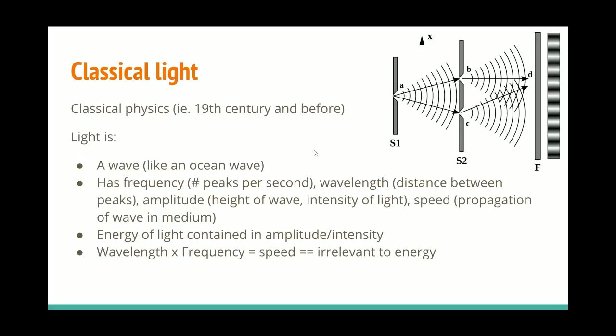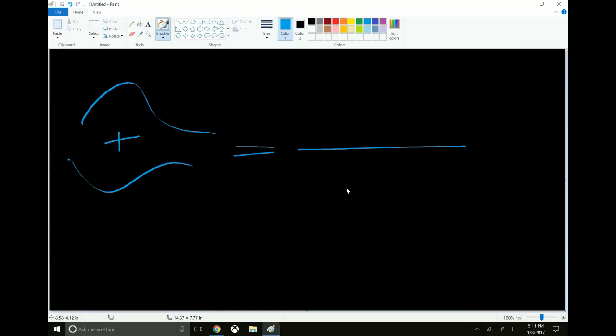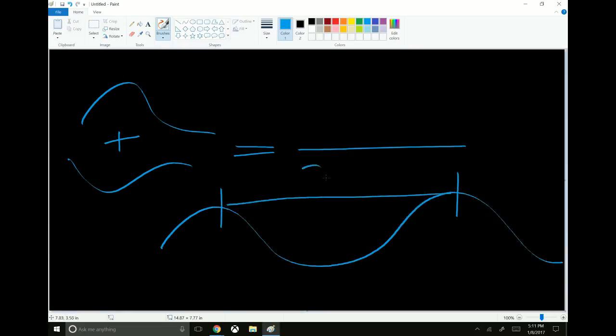It behaved, as far as they could tell, exactly like a wave, and so they analogized light as if it were a wave. They said that it has a frequency. If you're looking at a certain point, the frequency is the number of peaks that pass by that point every second. And the wavelength of a wave is the distance between the peaks. Okay, so this is the wavelength, and that's the Greek letter lambda.